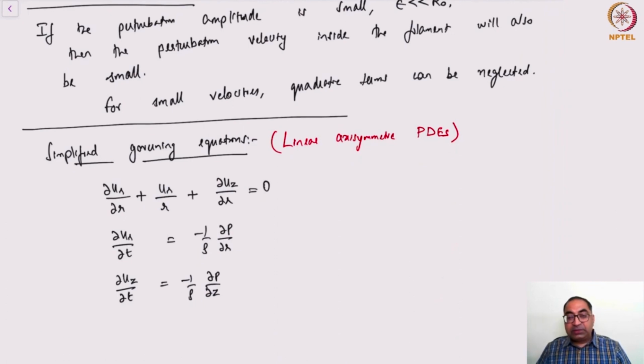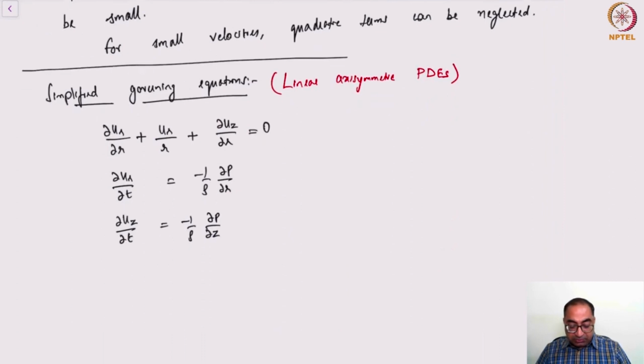What we will now do next is to introduce the normal mode form and simplify this analysis. But we'll take it up in the next lecture.